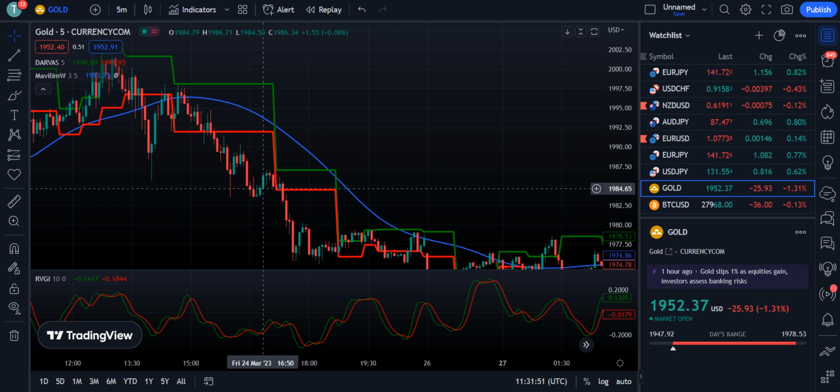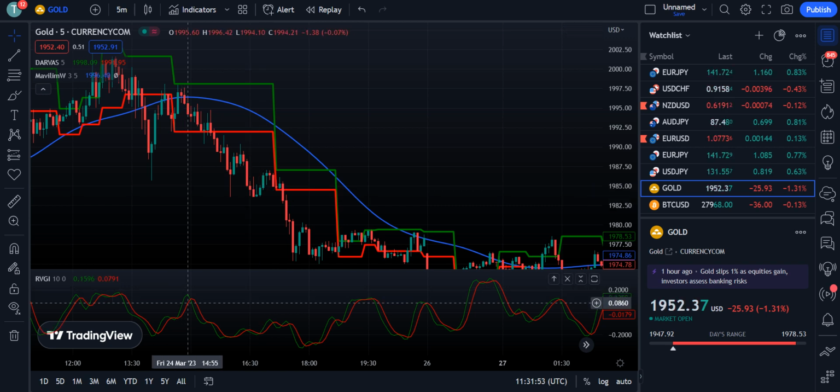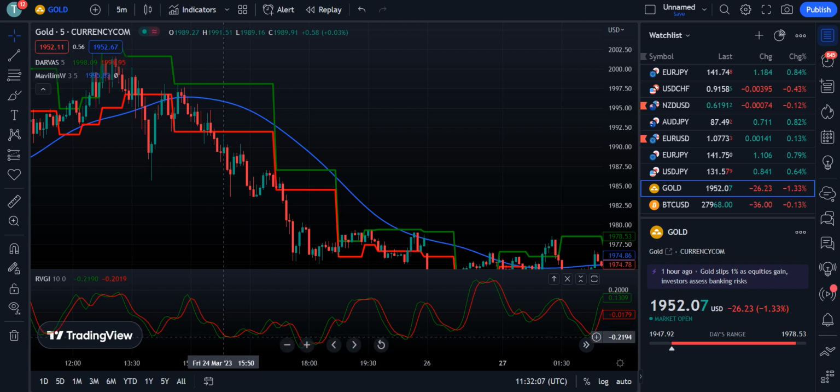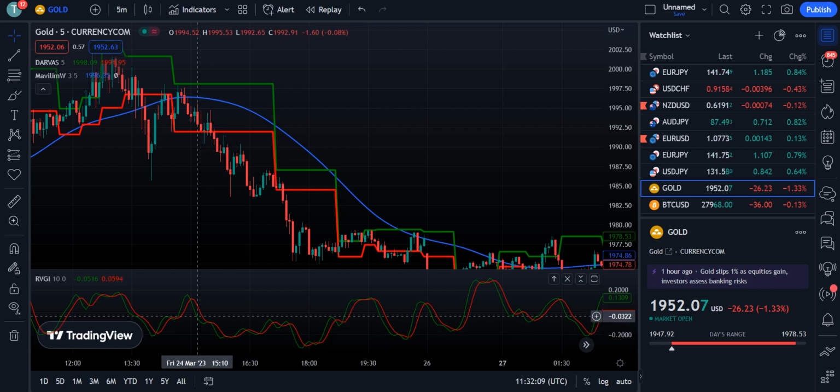Okay, one more thing that you have to look towards is your RVGI. Always remember the two lines, red and green. When the green line has to cross over the red line, and both of them have the same pattern, like a downward trend or upward trend, they will have the same.